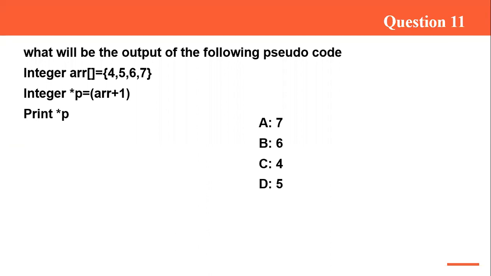So whenever I add one to a pointer, what will happen? It will just take the next block's address, one block ahead's address. So what is one block ahead? Initially, what will ARR store? ARR will by default store the first address. That means the address of 4 it will be storing. When I write ARR plus 1, that is what? Next block's address, which is nothing but 5's address. 5's address we are storing in P. And then when I write print star P, it will print the value at P. What is the value at P? 4.